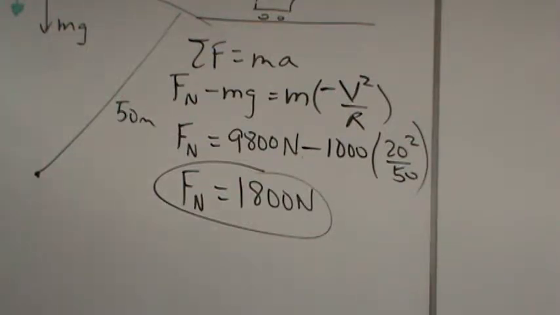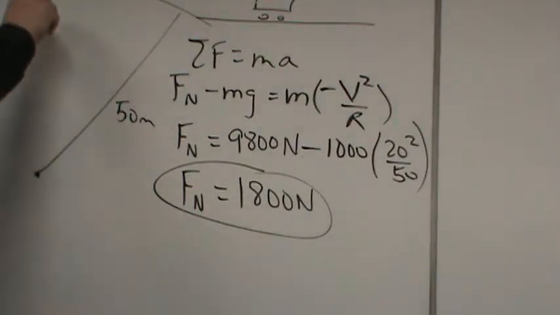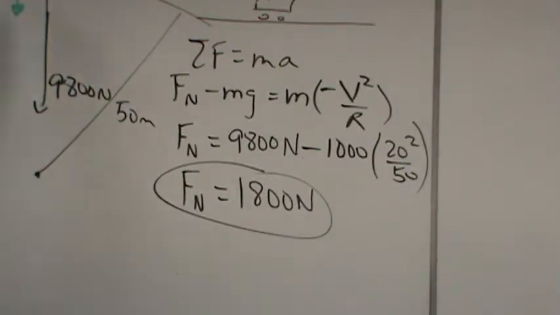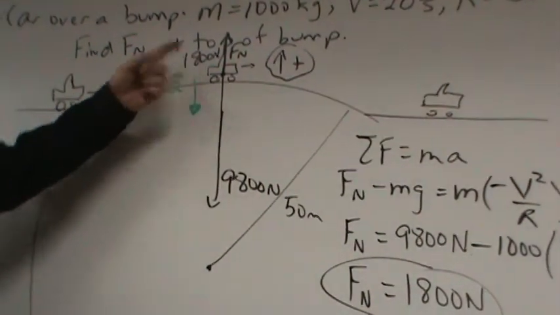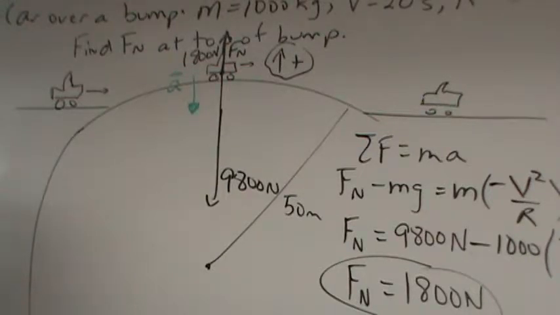So I want you to notice that in this scenario, my picture is not entirely accurate. This would be accurate: a weight of 9,800 newtons and a normal force of only 1,800 newtons. The normal force isn't equal and opposite to the weight. No siree, the normal force is significantly less. In fact, if I went even faster, what would happen to my normal force? Yeah, it'd get even less. Until finally, if I went fast enough, what would my normal force be? Zero. Zero, you'd get air.